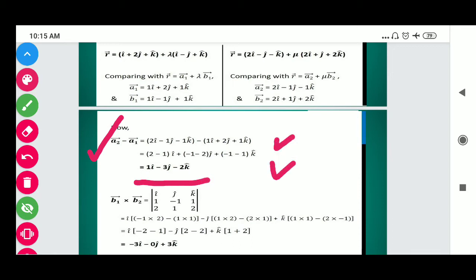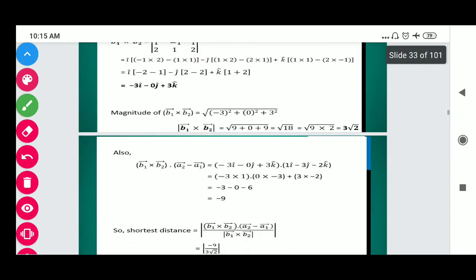Calculation is very simple. Next, for the b1 vector and b2 vector, we need to calculate the cross product of these two vectors. What is the cross product? You simply solve the determinant by putting i j k in the first row, and writing the scalar components in the second row and third row. Here we have 1, minus 1, 1 in the second row and 2, 1, 2 in the third row. By expanding this we get minus 3i minus 0j plus 3k.